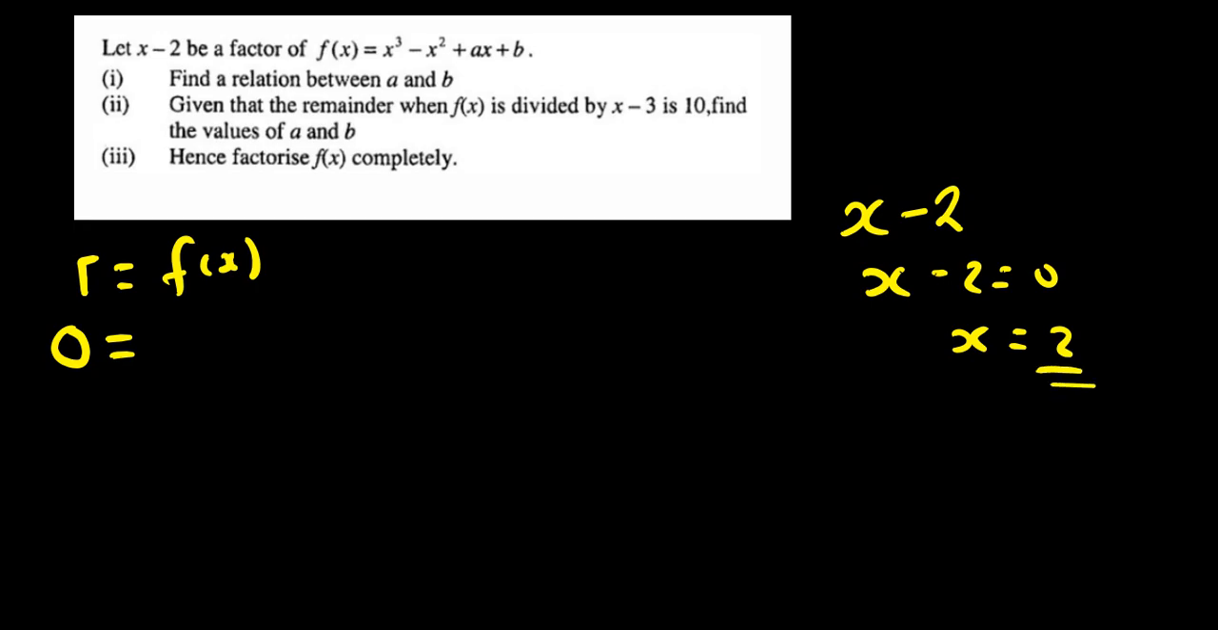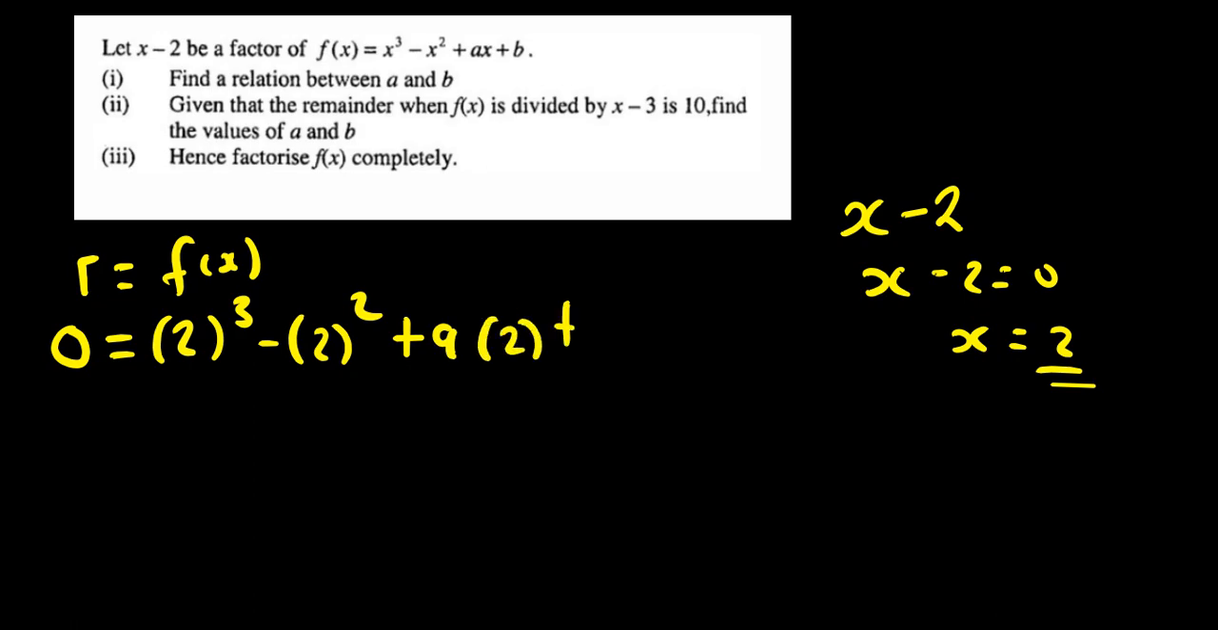Okay, so what are we going to have? We have 2 to the power 3 minus 2 squared plus, we've got an a, we have a 2 there, plus b. So what are we going to have? 0 equals 2 to the power 3, that is 8, minus 2 squared, that is 4, plus 2 multiplied by a, that is just 2a, plus b. Okay, let's make b the subject of the formula.